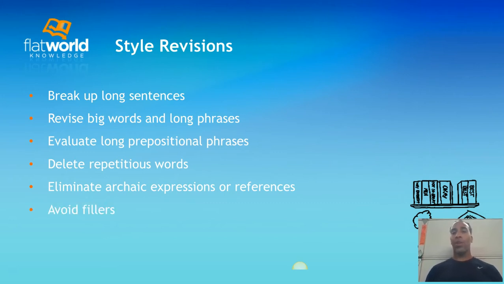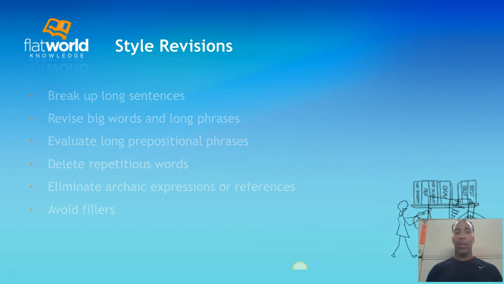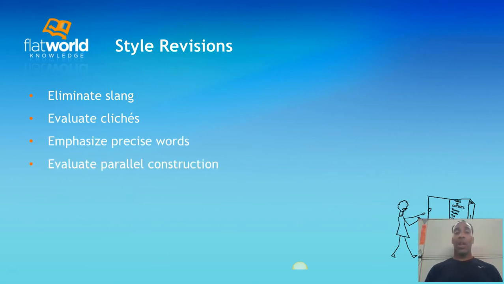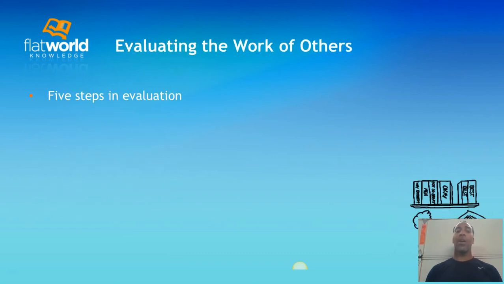And avoid fillers. You don't want to just use filler words, also like and everything, just because you want to. I want to explain what I want to explain. I don't want to put any extra fillers in there if it's truly not needed. You want to eliminate slang, right? So if you're writing a document, don't put your text talk in there. Evaluate cliches, emphasize precise words, evaluate parallel construction, avoid obscured verbs, and make sure that it is professional, right? If you send out a professional document, please make sure it is professional.